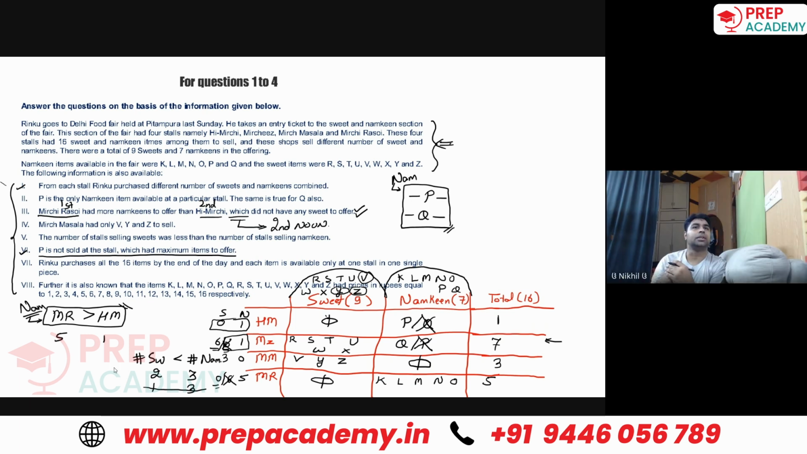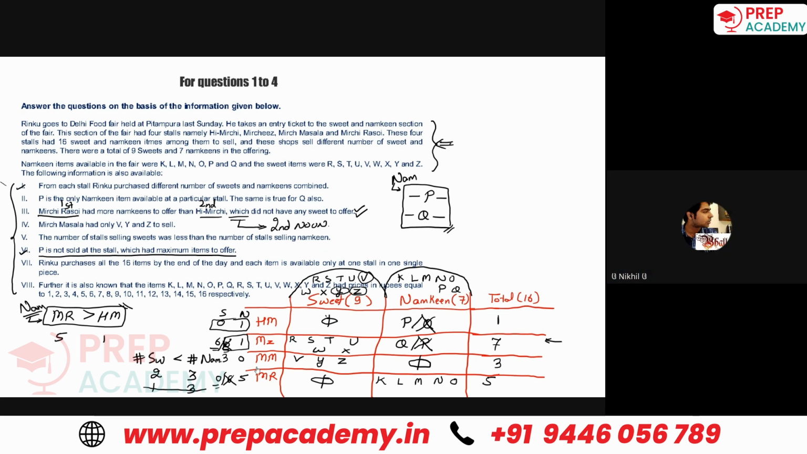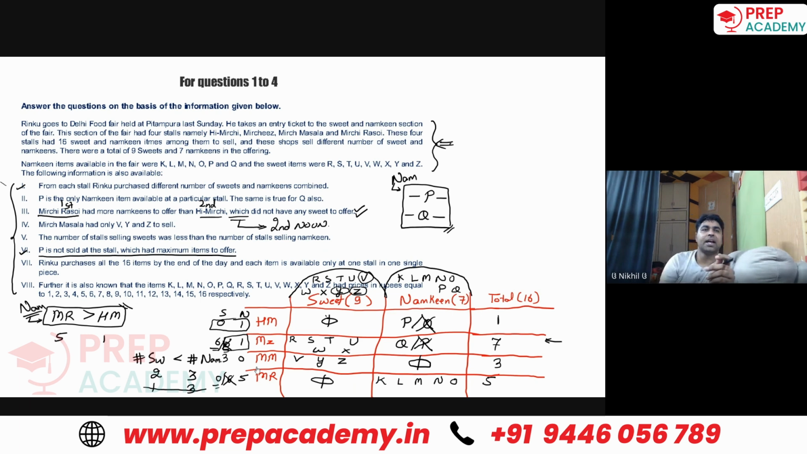Now, the next line mentioned here is Rinku purchases all the 16 items by the end of the day, and each item is available at only one stall in one single piece. Okay, so every item is available in only a single piece, and Rinku is going to purchase all of them. Now the next line mentioned to us further is: it is also known that the items K to Z had prices in rupees equal to 1 to 16.